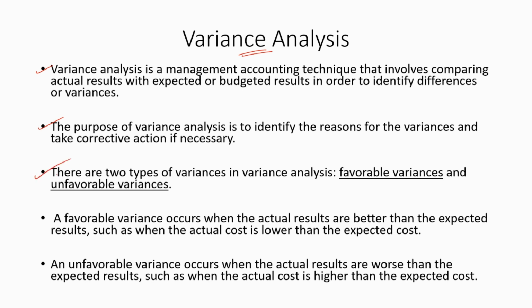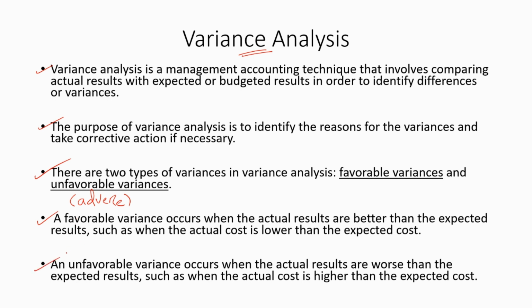There are two types of variances in variance analysis: favorable variances and unfavorable variances. Unfavorable variances are also known as adverse variances. A favorable variance occurs when the actual results are better than the expected results, such as when the actual cost is lower than the expected cost. You can understand that if the actual cost is lower than the budgeted cost, it is favorable to the company because the company has spent less than the budgeted amount.